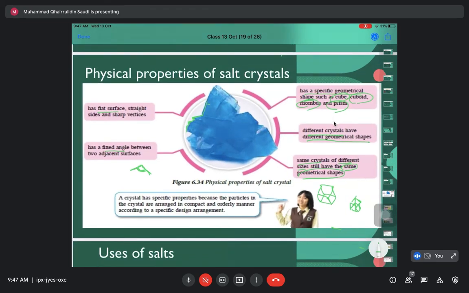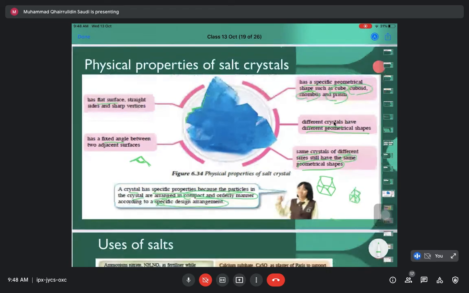Crystal has specific properties because the particles in the crystal are arranged in a compact and orderly manner according to a specific design. Crystal of salt, if we look, it does have distinct features, okay? We can identify the salt, not the specific salt, but we can identify if the shape is different, we will know that this is from a different salt. Okay, usually like that.